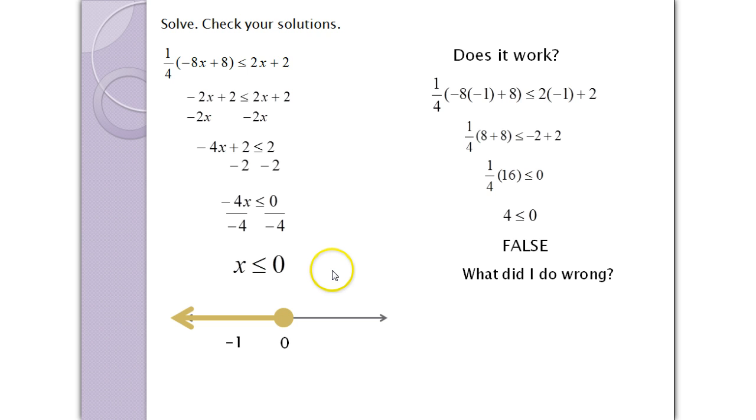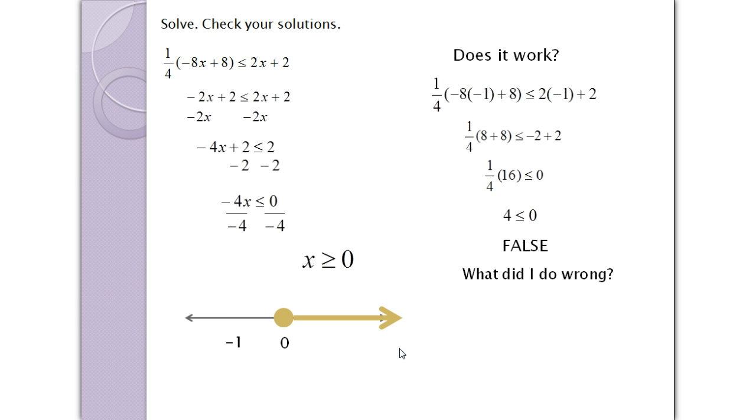So hopefully after looking through the problem, you notice that on this step right here, we divided by -4, but we forgot to change our sign. So instead of saying x is less than or equal to 0, it should be x is greater than or equal to 0. So our shading is off. Instead of shading to the left, we actually need to shade to the right.